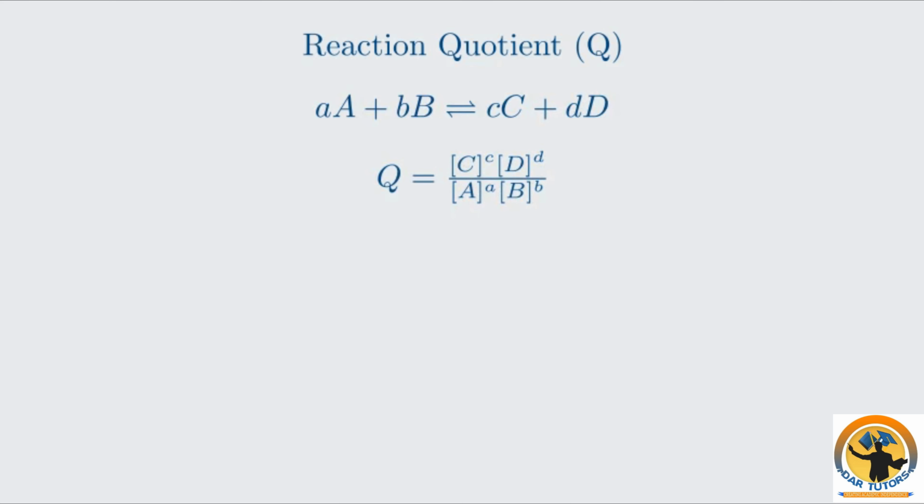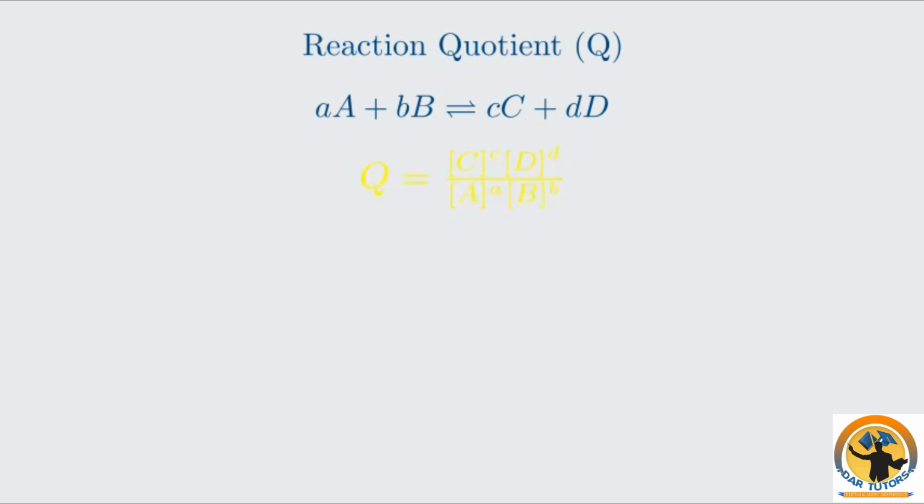This formula might look very familiar, as it's the exact same mathematical expression as the equilibrium constant K. However, there's a critical difference. The equilibrium constant K is calculated only at equilibrium, meaning the concentrations used are the equilibrium concentrations. For a given temperature, K has a fixed single value.